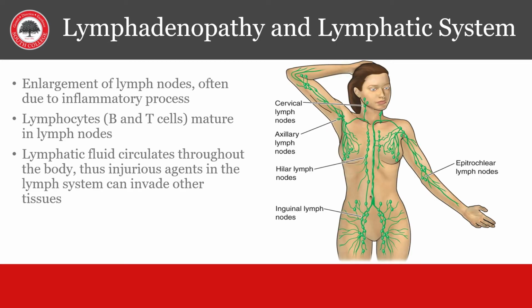Lymphadenopathy can happen in the presence of infections or an inflammatory response or process. Usually at the site of the inflammation is where you will find enlarged lymph nodes. The lymphatic system is essential for the movement of the lymphocytes as well as movement of lymph.